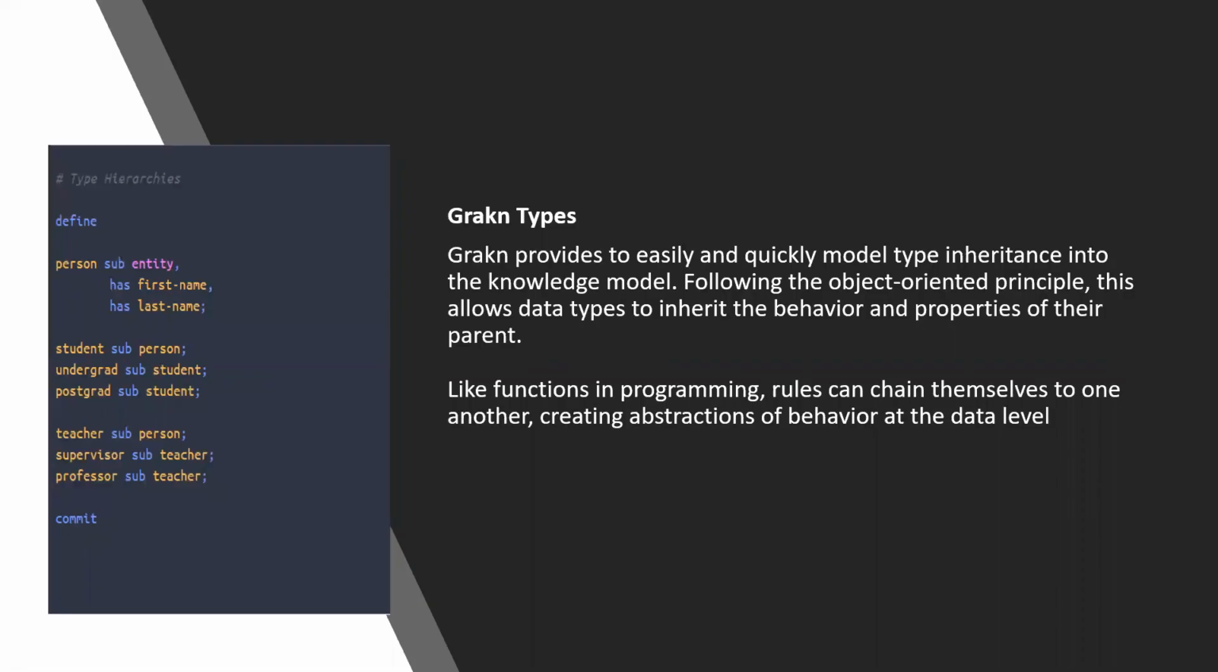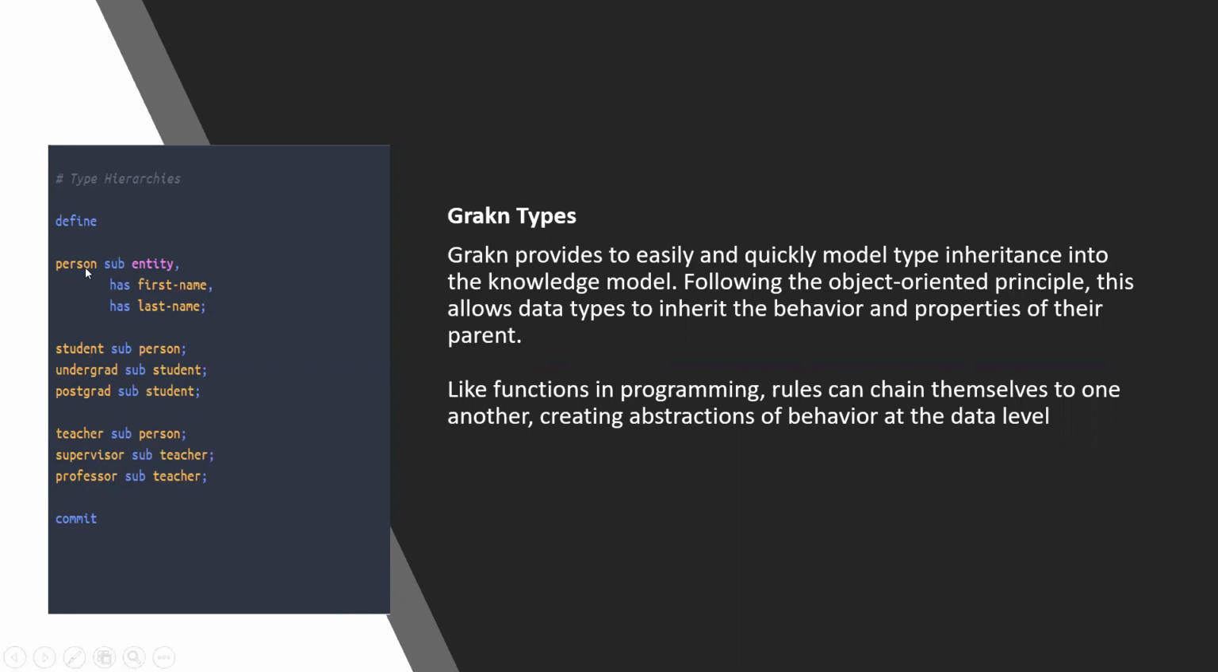If you look at the types, as I told you, let us say my person entity has two fields. These are the attributes, first name and last name. Student is another entity, part of person, and undergraduate is another entity, part of student, and postgrad is another entity, also part of student. Teacher is also an entity of person, and supervisor is another entity of teacher. This is the inner level of entities.